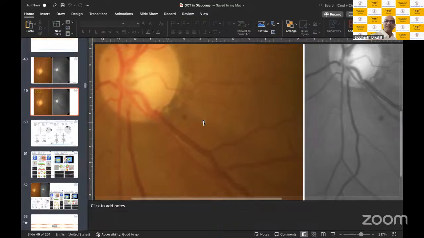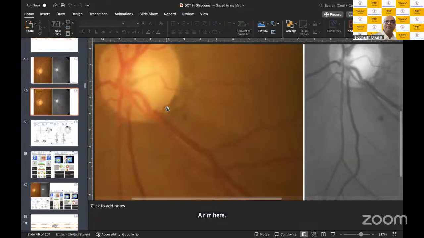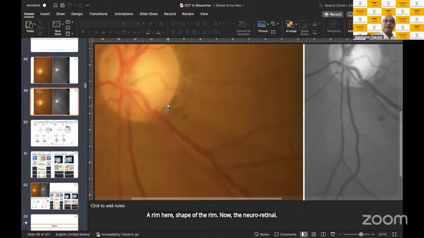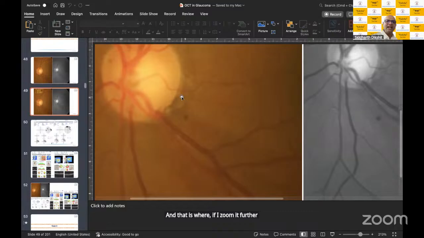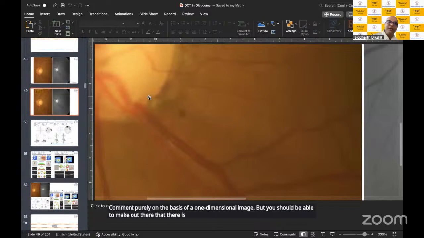appearance of the nerve fiber layer defect, right? Do you see a change in the rim here, the shape of the rim? Yes, definitely. Now the neuroretinal rim is going to be parallel to the margin of the disc. And if I zoom it further, it is actually not possible to comment purely on the basis of a one-dimensional image. But you should be able to make out that there is some rim here.